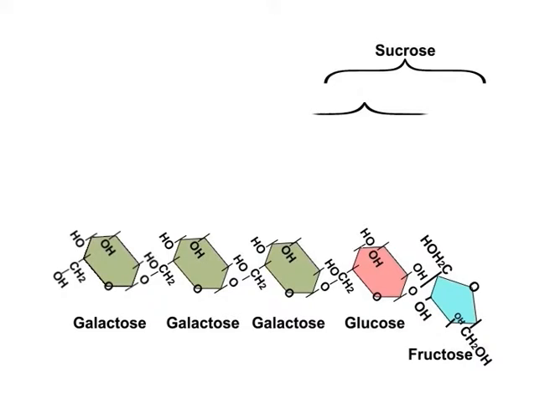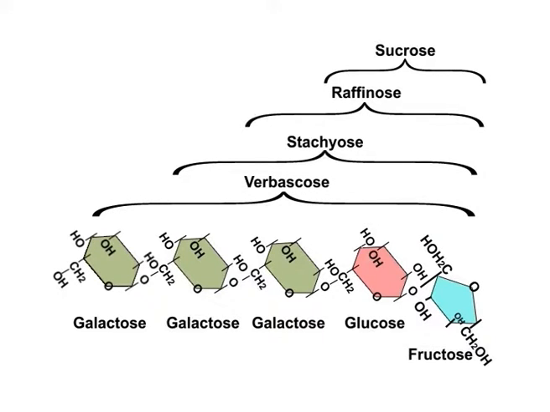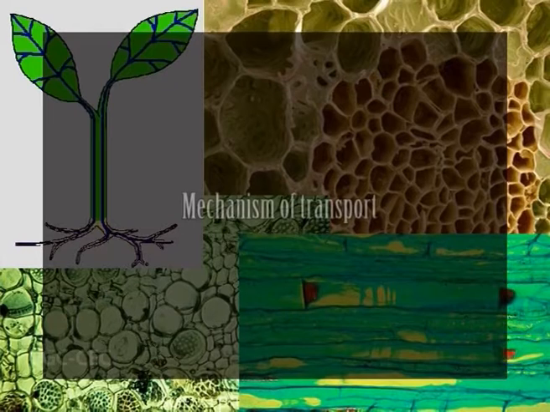For example, raffinose consists of sucrose and one galactose molecule. Stachyose consists of sucrose and two galactose molecules. Verbascose consists of sucrose and three galactose molecules. Now the mechanism of phloem transport. Several theories have been proposed to explain the mechanism of food translocation.